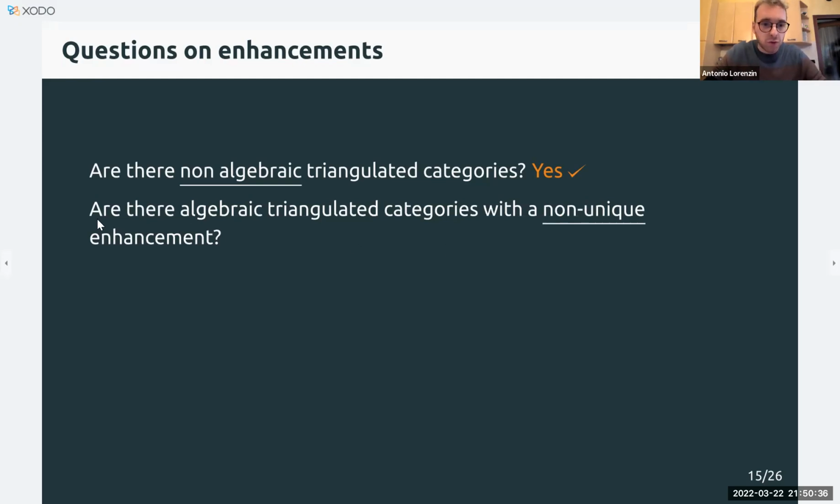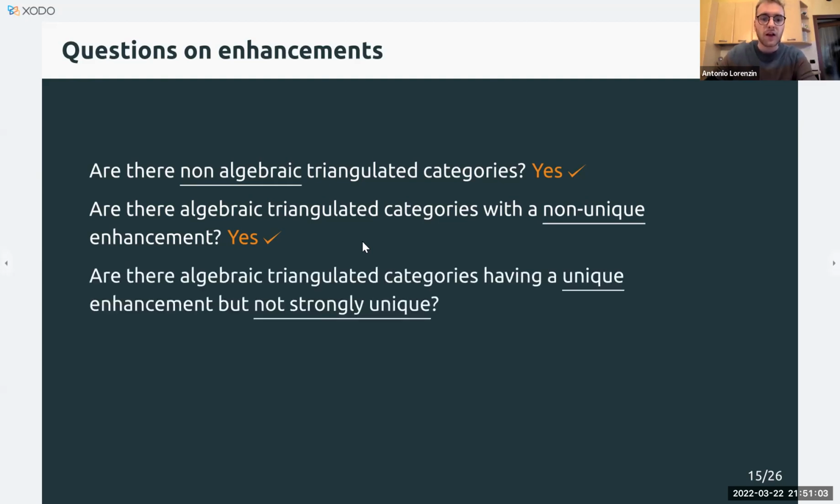So now we can move on to another question. Are there algebraic triangulated categories with a non-unique enhancement? And the answer is still yes, because we have shown it. The category of vector spaces, finite dimensional, but actually also of all vector spaces, is an example when we consider the triangulated structure described in the previous slides. And so now we should wonder, are there algebraic triangulated categories having a unique enhancement, but not a strongly unique enhancement? And the answer to this question is we do not know.